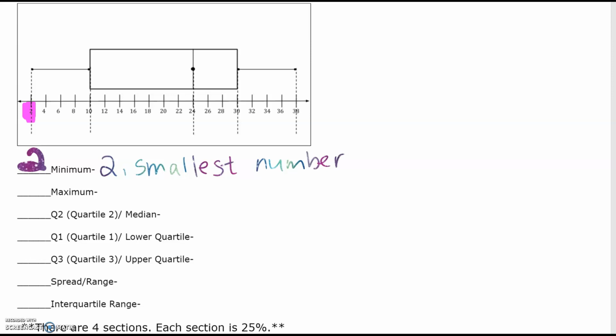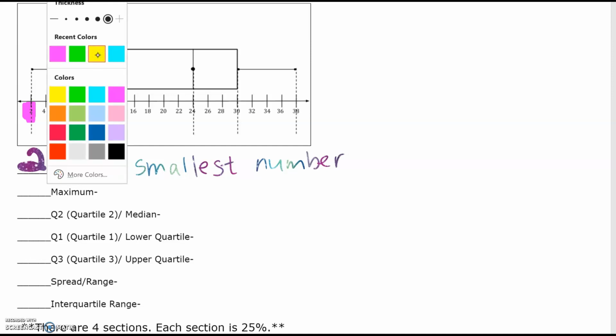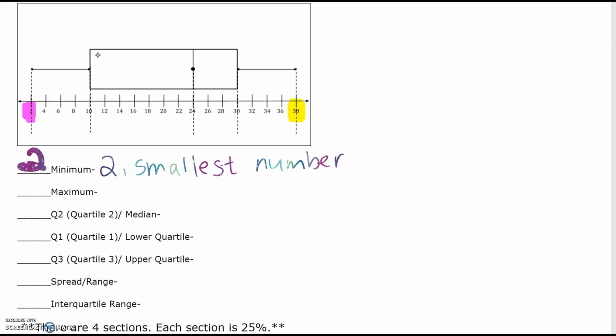So it would make sense that the opposite of our minimum, which would be our maximum, is going to be the largest number. In this case, we have 38 because this point here ends on the 38. So with it beginning at the 2 and ending at 38, the 38 is our maximum, which is the biggest number or highest or largest number. But we're going to write biggest number.